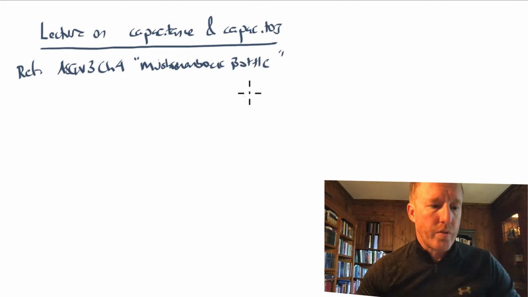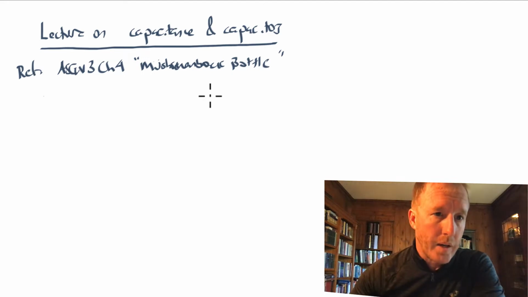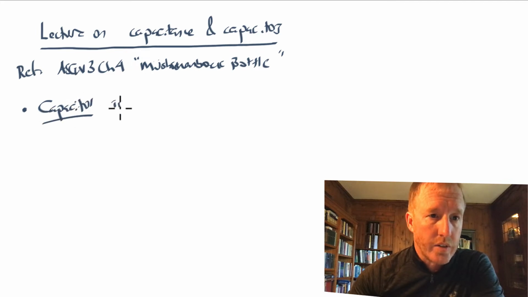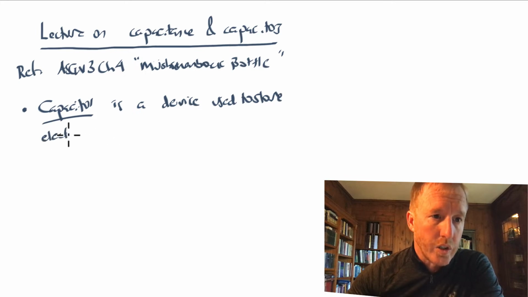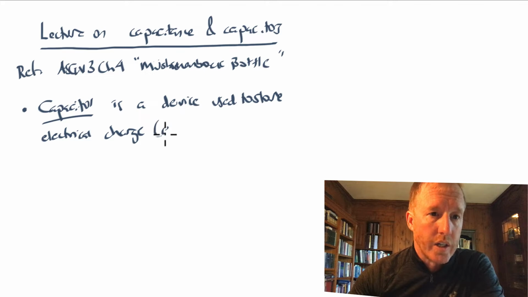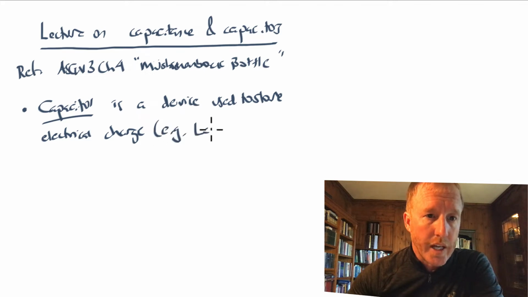Okay, so what we should do first of all is describe what we mean by a capacitor. So what is a capacitor? A capacitor is a device used to store electrical charge. The Mueschenbroek bottle or Leyden jar is an example of a capacitor.